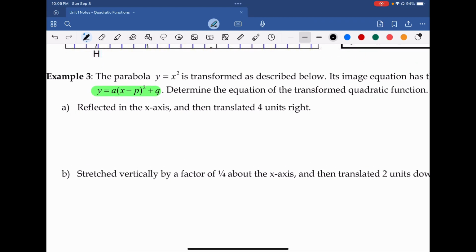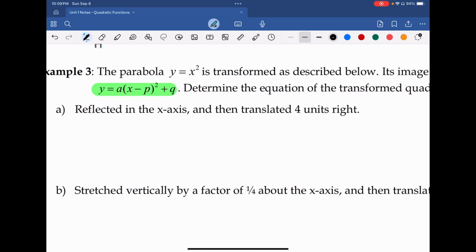So let's say we look at the first one here. They say it is reflected in the x-axis, or you could say about the x-axis, and then translated 4 units right. Okay, so there's no vertical translation, but there is a reflection and some sort of right movement. Now, to put this together, we're going to write it as follows.